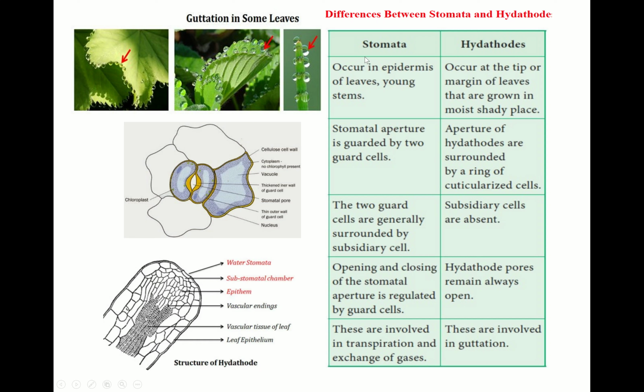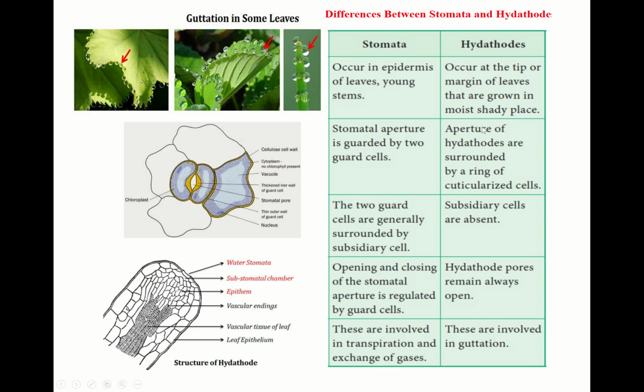So transpiration takes place through the stomata. Stomata have a stomatal aperture and guard cells, and the guard cells are surrounded by subsidiary cells. The opening and the closing of the stomatal aperture is regulated by the guard cells. This we have discussed in the previous lecture itself. And it also helps in transpiration as well as the exchange of gases.